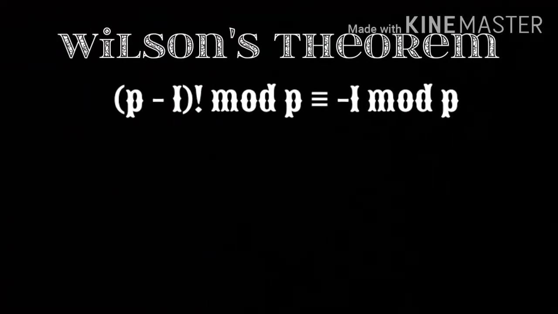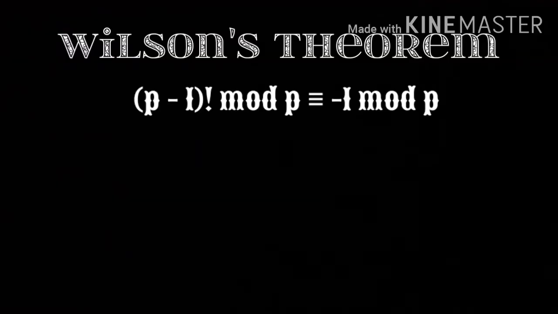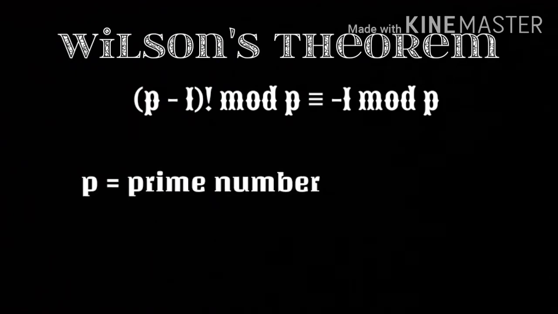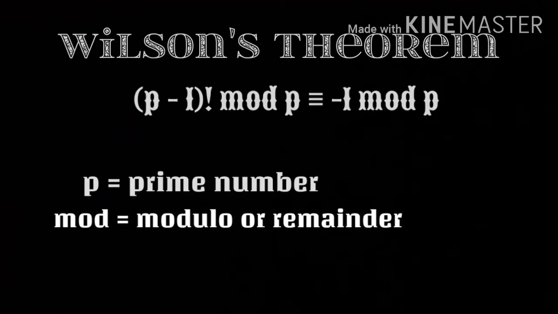It is stated that (p minus 1) factorial mod p is congruent to negative 1 mod p. Take note that p is a prime number and mod is modulo or remainder. For better understanding, I will give an example.